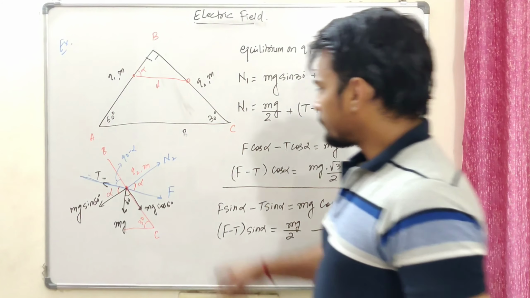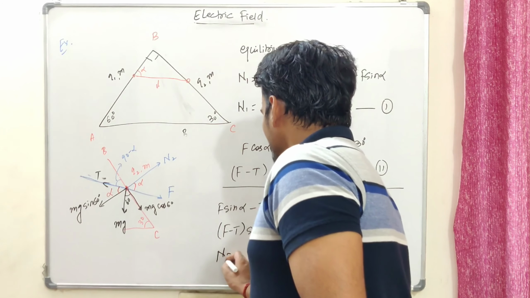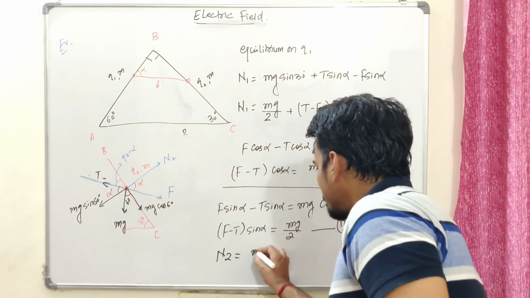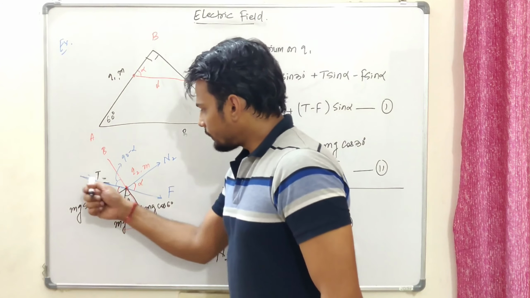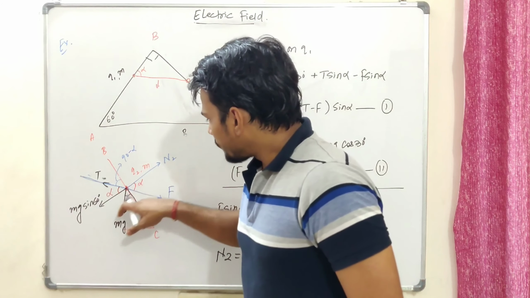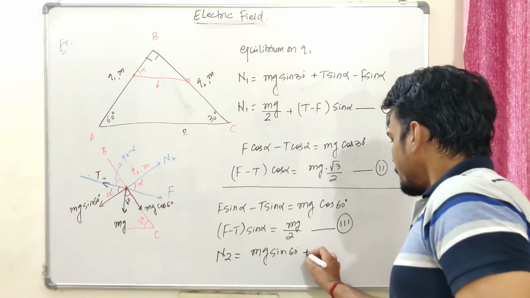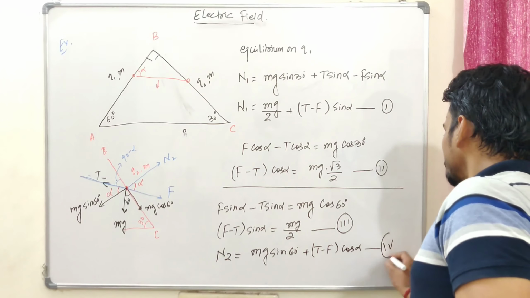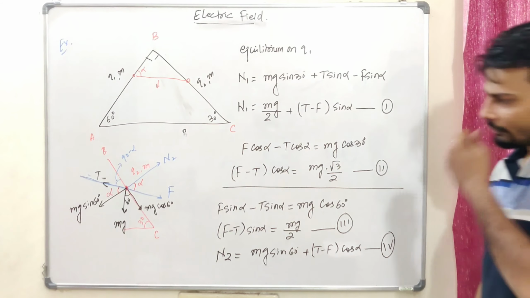Now let me try and write the fourth equation, which is along this way. So the fourth equation says the normal N2 should be given as mg sine 60 degree, a component of tension T cos alpha, and a component of force along this direction. So T cos alpha minus F cos alpha. So I can right away say T minus F cos alpha, equation 4. Fair enough. So now I have almost everything over here that we need to solve this question.